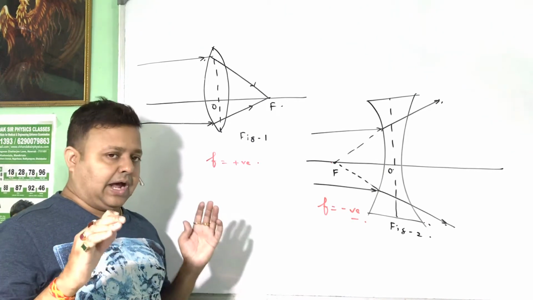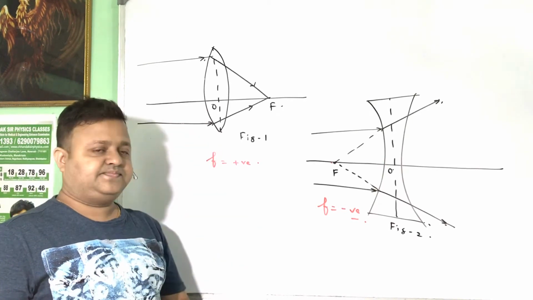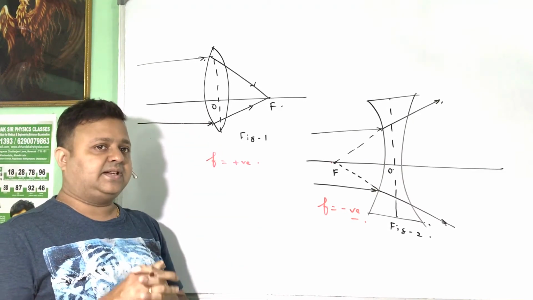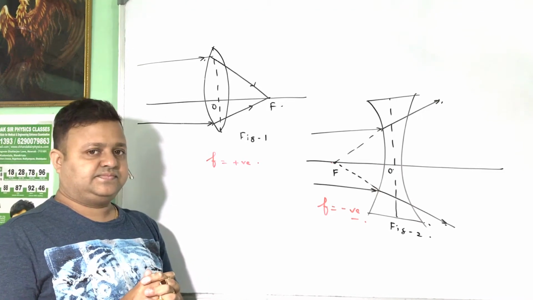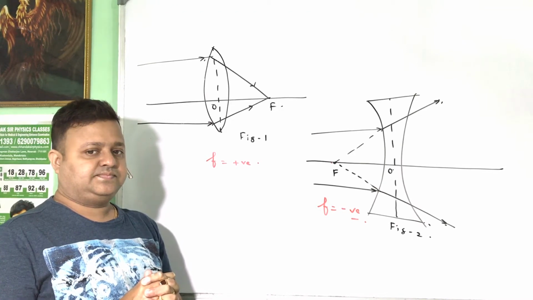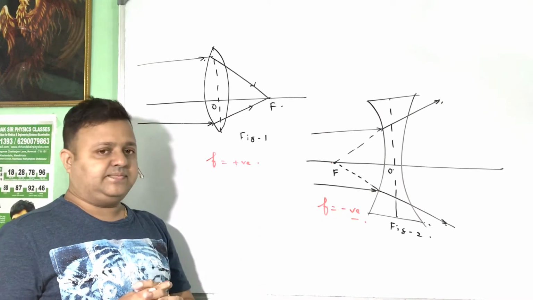Note, according to the Newton convention, focal length of the convex lens is positive. And the focal length of the concave lens is negative.